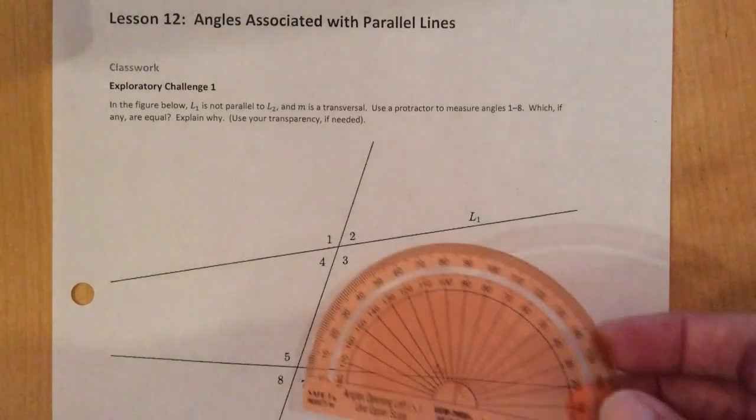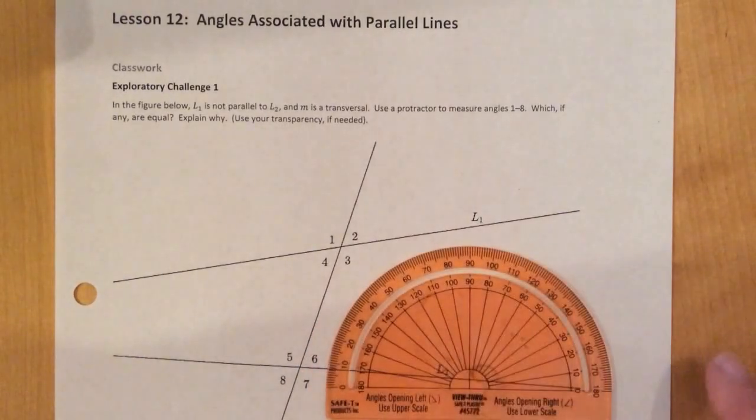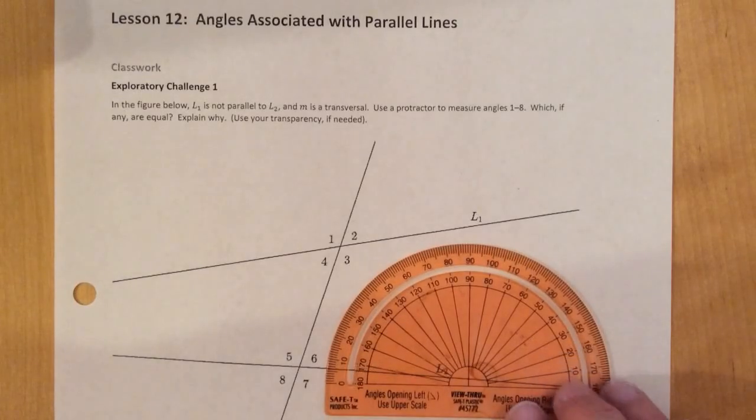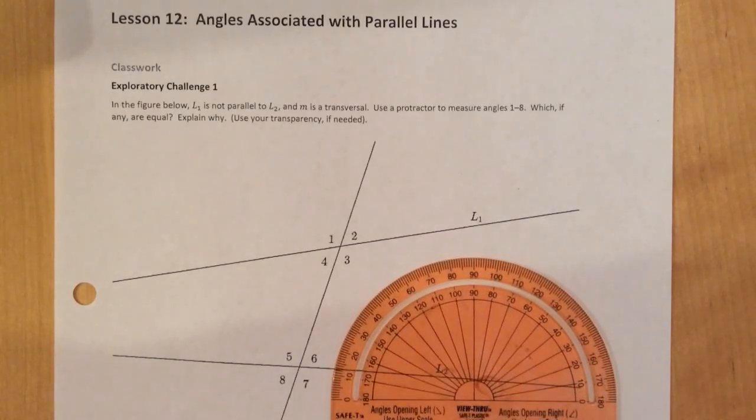So you're going to need a protractor for this first part, Exploratory Challenge 1. If you don't know how to use a protractor, I've added a Khan Academy video on using a protractor to this playlist. Feel free to go look at that because a lot of times students are kind of shaky on how to use the protractor and how to line it up. So you're going to take a few minutes and just measure angles 1, 2, 3, 4, 5, 6, 7, and 8. And you can record it right on your paper as you do it.